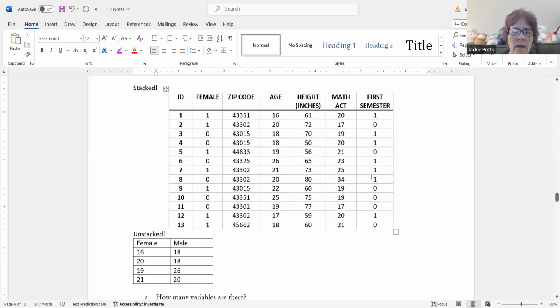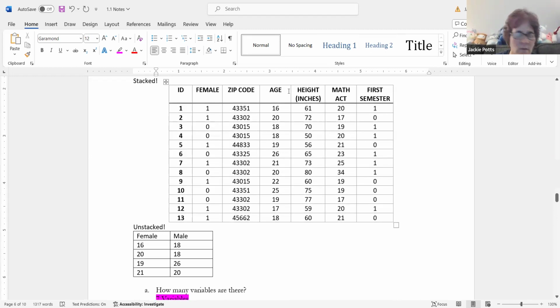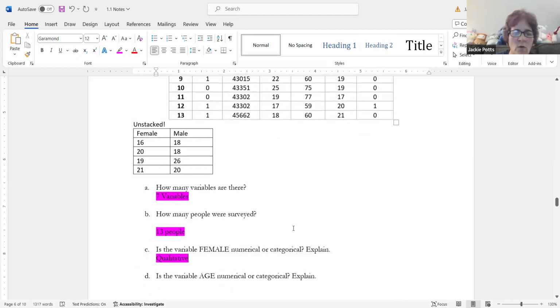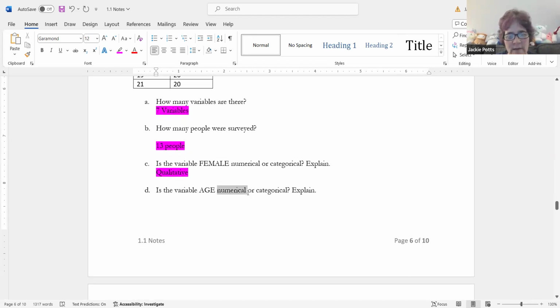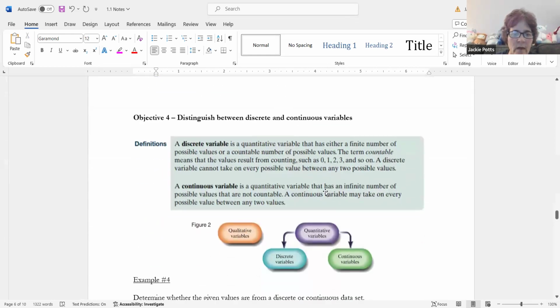All right. Now, next question. Is age qualitative or quantitative? Again, guess what? This is just saying the same thing in a different format. Qualitative or quantitative? Well, we can add and subtract ages, right? So it is numerical or quantitative. I'll add that in there just to make it fit. All right.